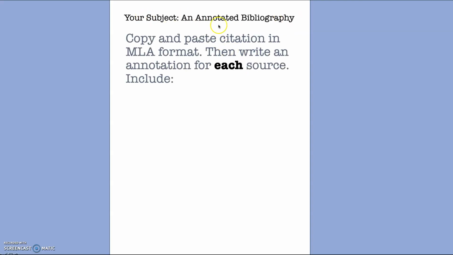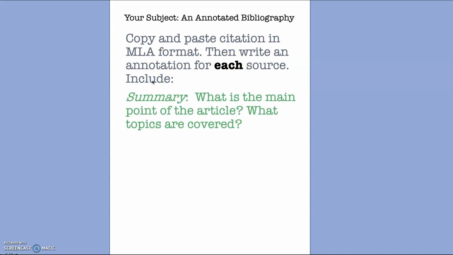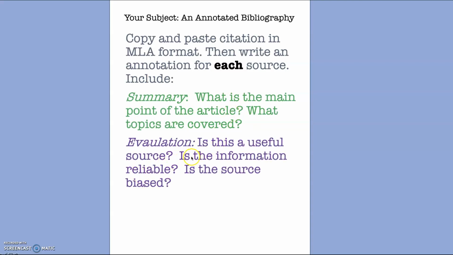After you have your title page, your title up at the top, you're going to copy and paste that citation. That's the easy part. Then you're going to include an annotation that includes 3 things. It's going to include a summary, which is just in your own words, what's the main part of the article, what does it cover? Tell me whether it's useful, reliable, or biased. This purple section is probably the easiest section.